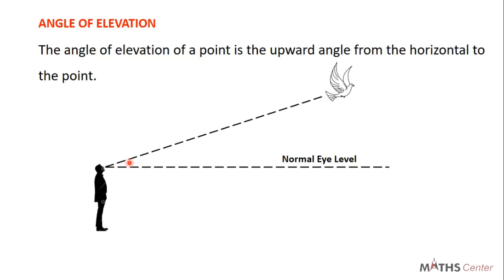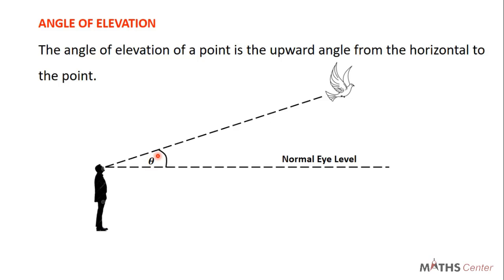There will be an angle created between the elevated eye level and the normal eye level. That angle is what we call the angle of elevation. So the angle of elevation will be the angle created here, which we are going to call theta. So the angle we are calling here theta is called the angle of elevation.